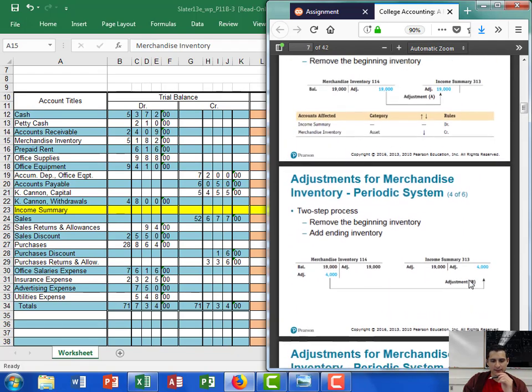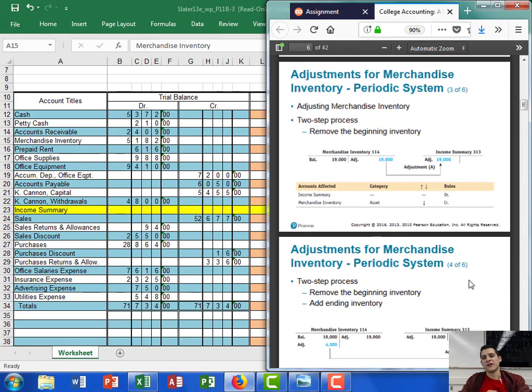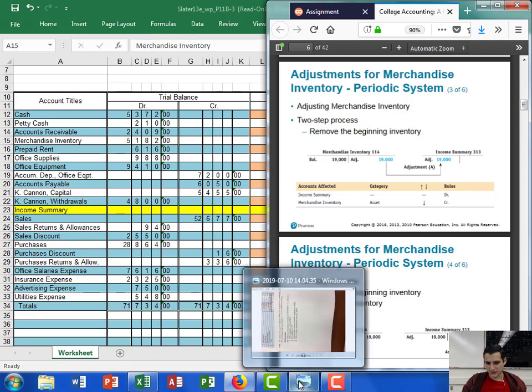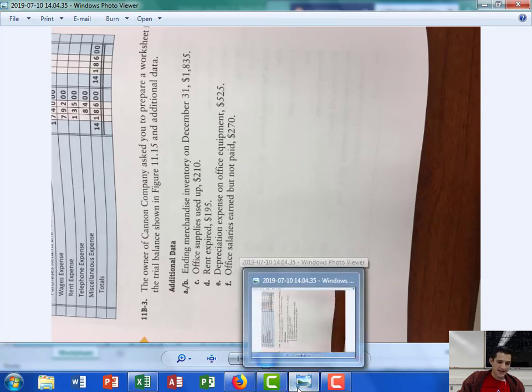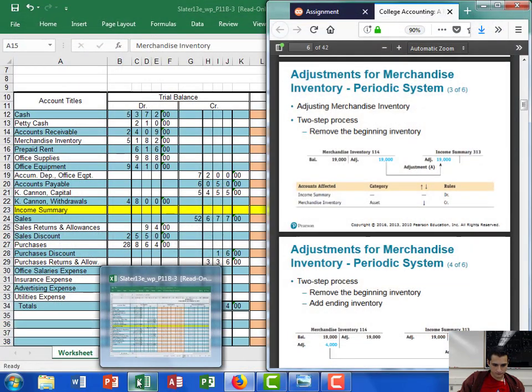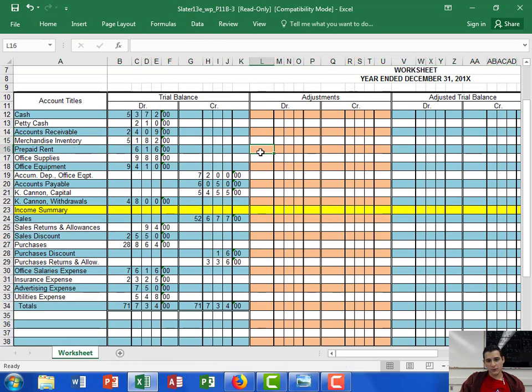Now, I'll give an example on how to do the adjustment for the beginning inventory. If you look at the picture, I'm going to show the picture here on the screen for you, but it's going to be sideways, so you can yell at Klaus for that. The initial transaction is going to be for ending merchandise inventory on December 31st, $1,835.